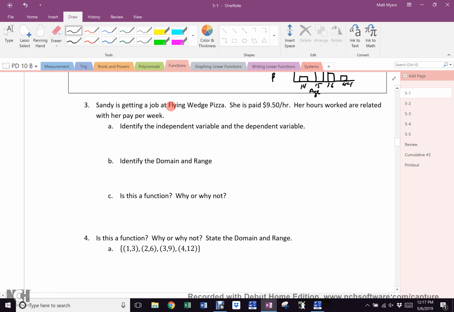My girl Sandy's getting a job at Flying Wedge Pizza. You can tell how old these notes are. There isn't even a Flying Wedge in Abbotsford anymore. But there used to be. You find yourself in Vancouver, you find yourself near a Flying Wedge Pizza. I don't even know if they still exist. If they do, it's delicious pizza.